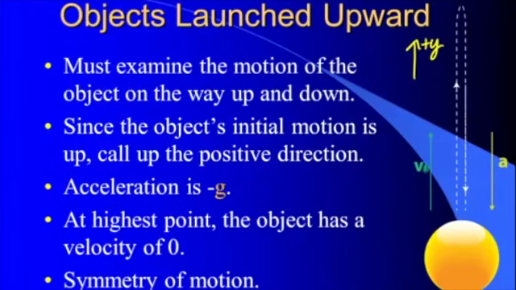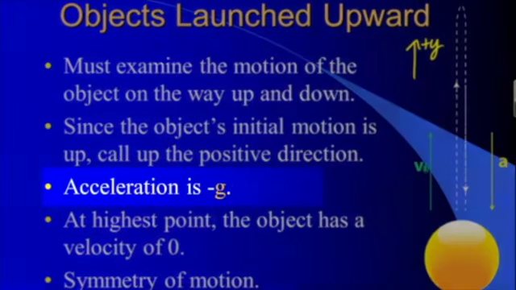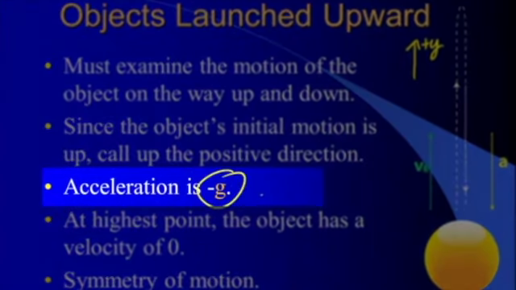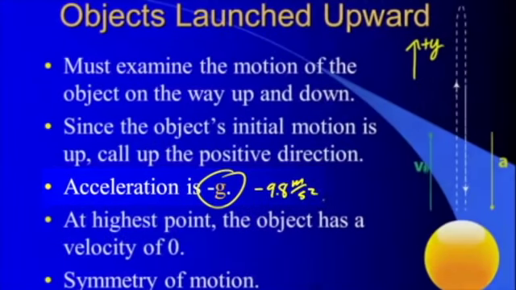We will call our acceleration, which points down, in the opposite direction as our positive axis. So our acceleration now is going to be negative g, or negative 9.8 meters per second squared. Now, things to note here for objects that travel up and down: there are a couple tricks that make this much, much simpler.